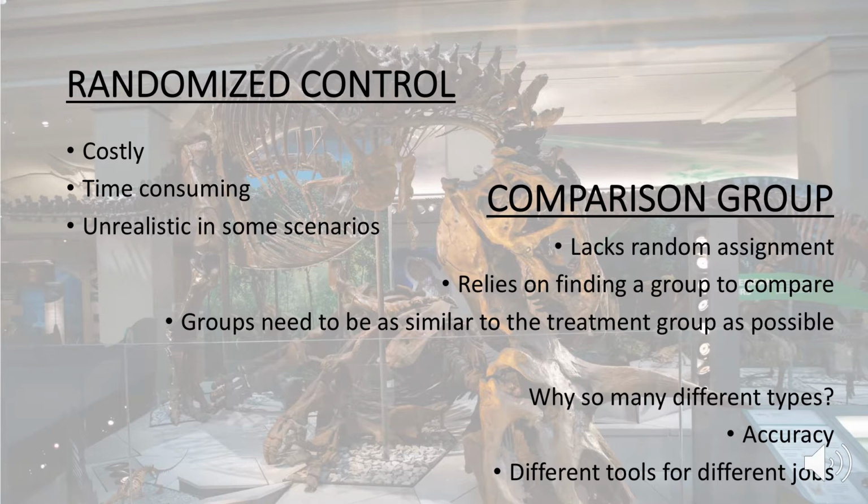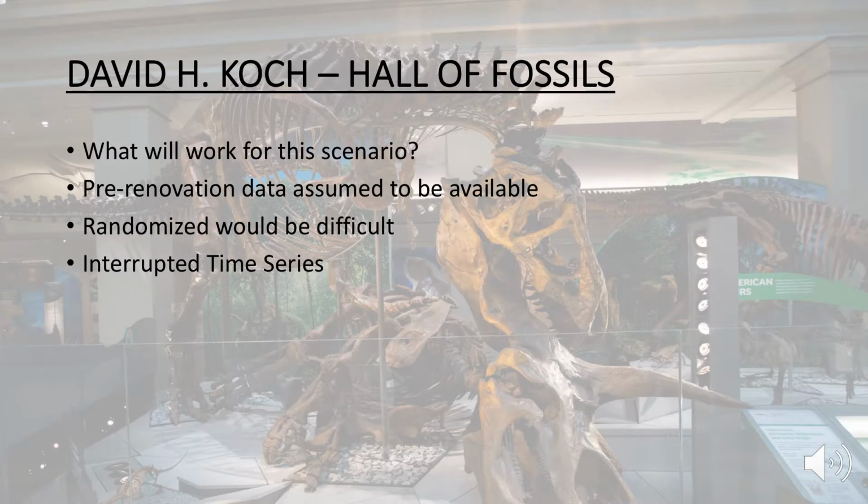Newcomer introduces 8 different types in the text, and the reason that there are so many is because accuracy is the name of the game. The way I see it is that the different types of comparison group methods are like different tools for different jobs. So speaking of different jobs, what about the one that we're facing, the scenario of the David H. Koch Hall of Fossils reopening?